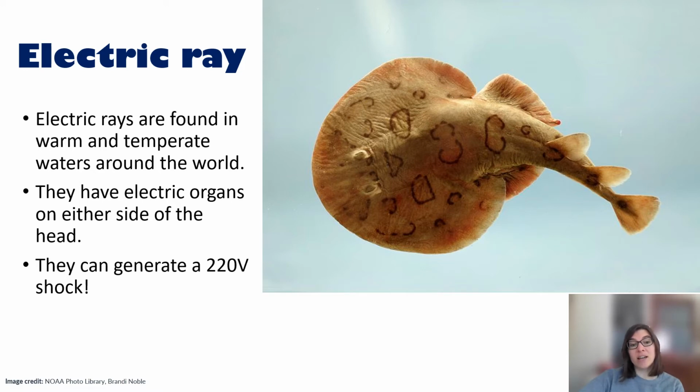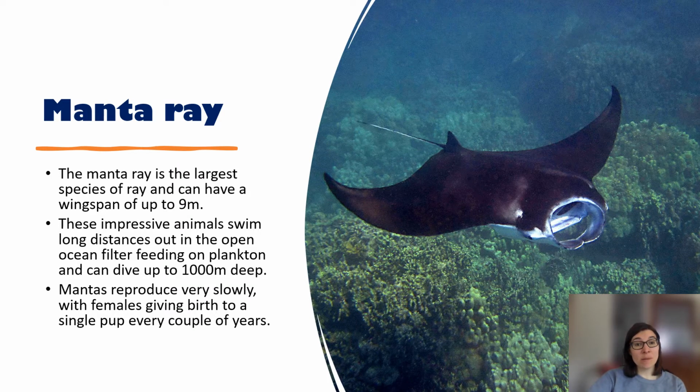They can even generate a current up to 220 volts, which is about the same as a light bulb, which is really pretty amazing to be able to come up with an electrical force that strong just from your own body. Electric rays use this electrical power as a defensive mechanism to warn away any predators that might be trying to attack them. They can also use it to stun their prey and to communicate with each other and get an idea about their surroundings.